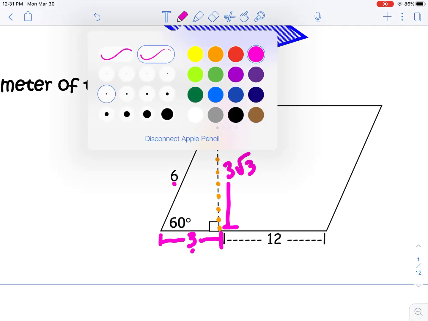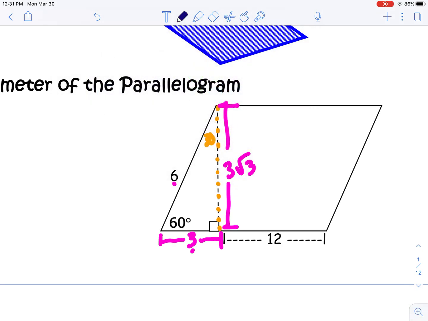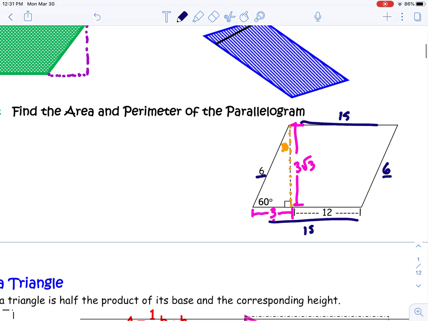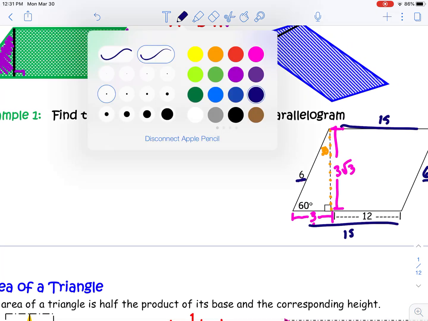So now I'm in a good place because I know that a parallelogram has opposite sides congruent. So if this is 6, this is 6. This whole base is 15, so this whole base is 15. And now I can answer both of the questions I was asked.